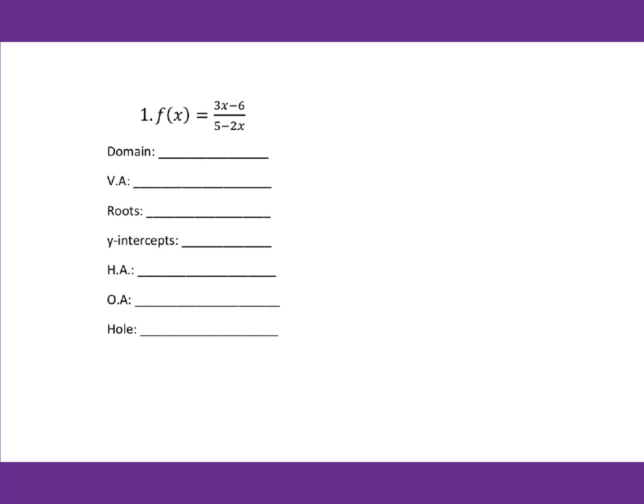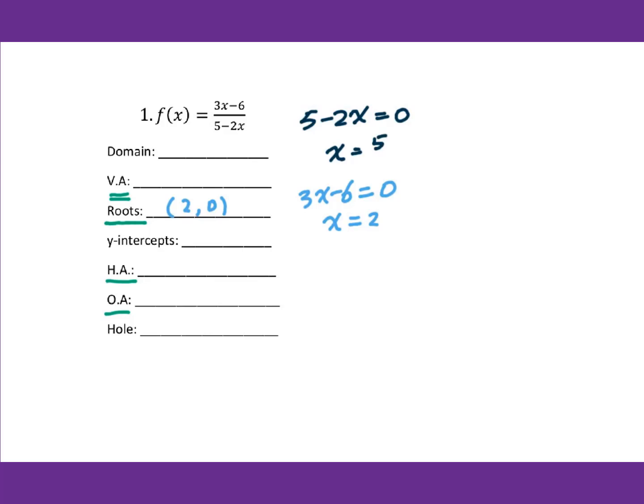Now let's work on some examples. For the given rational function, this is a linear over linear. We will work on the roots and asymptote lines to predict the graph. For roots, we have 3x minus 6 equal to 0, so x equals 2. For the vertical asymptote line, we set the denominator 5 minus 2x equal to 0, so x equals 5 over 2.